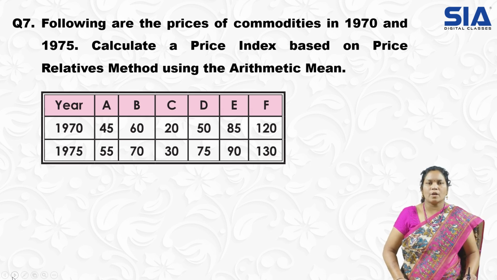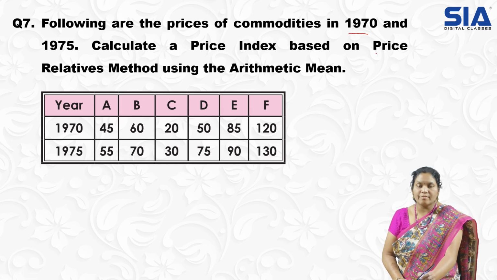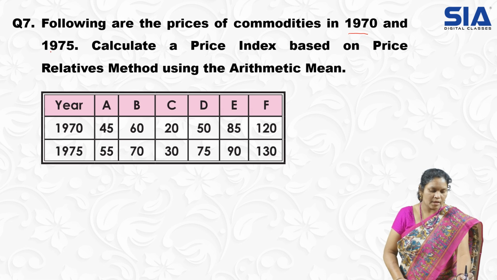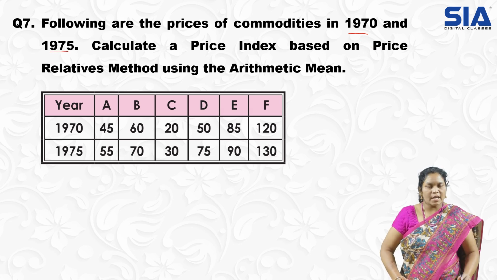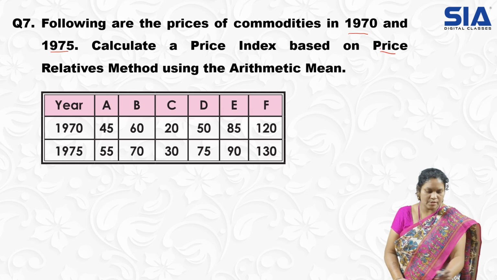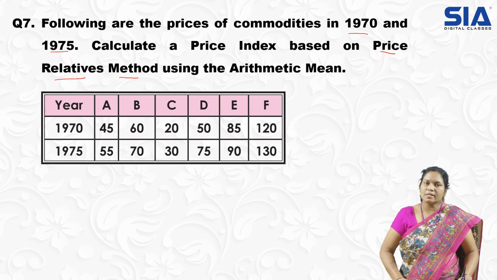Following are the prices of commodities in 1970 and 1975. So some items' prices are mentioned for the base year and the current year. First, whatever we have, we will call the base year, then the coming year is the current year. Now what we have to do? Calculate a price index based on the price relatives method using arithmetic mean. So arithmetic mean you have to do, that comes under the price relatives method.